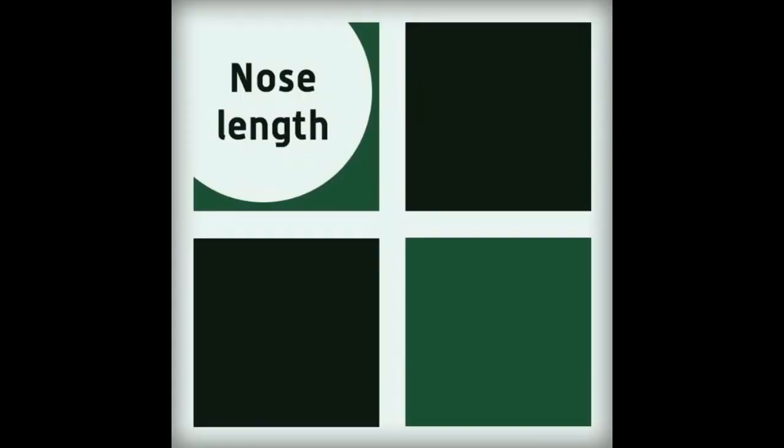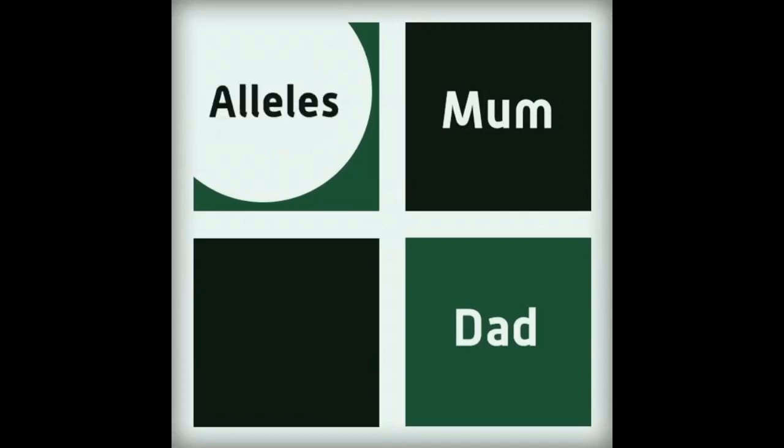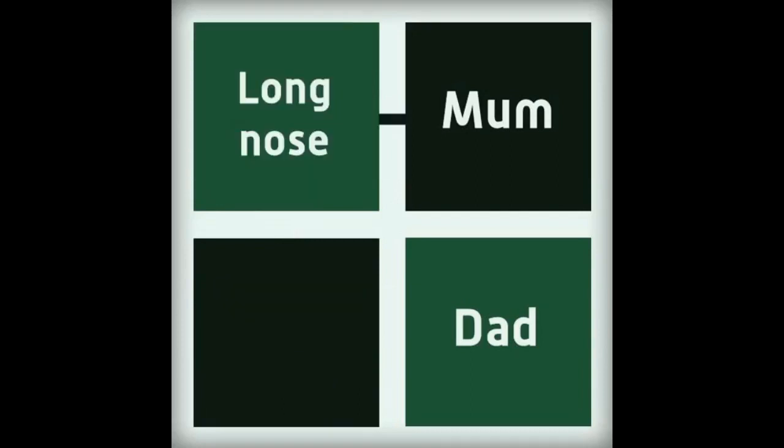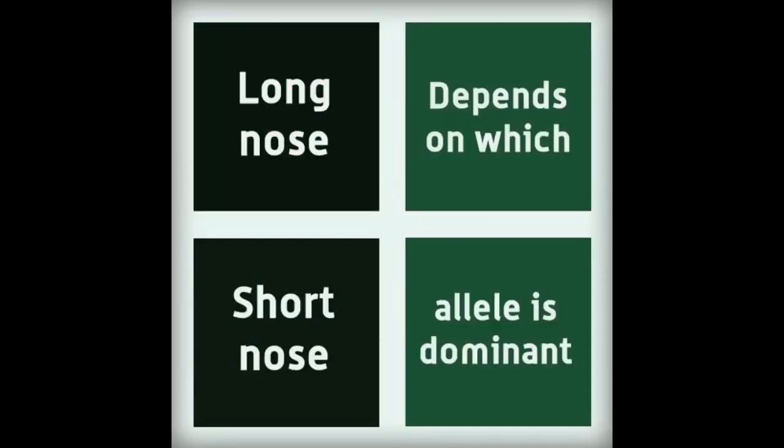For example, let's imagine a gene for nose length. You have a copy of the nose length gene from your mum and another copy of the same gene from your dad. These copies are called alleles and may not be the same. The allele on the chromosome from mum may say long nose, and the allele from the chromosome from dad may say short nose. So you may have either a long or short nose depending on which allele is dominant.